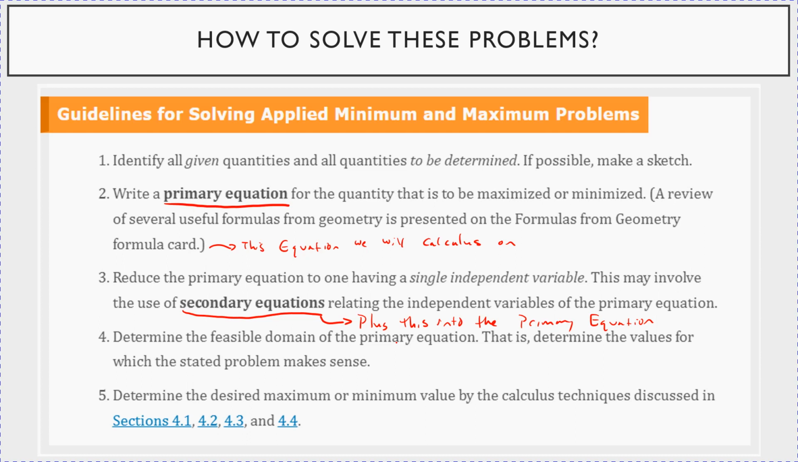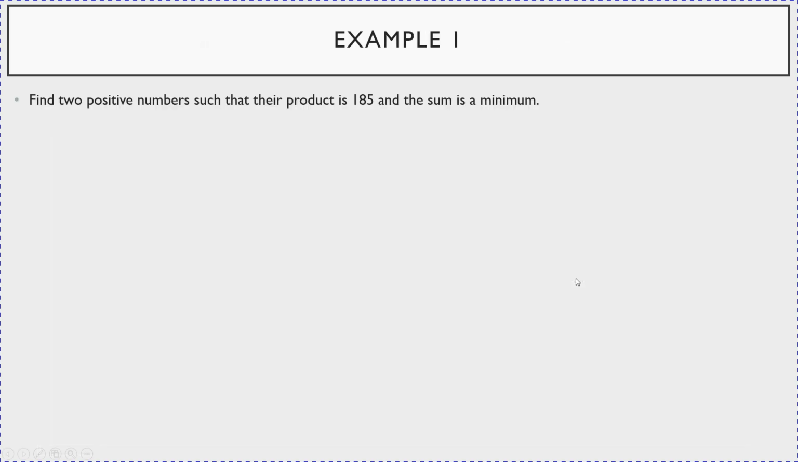Okay, so I'll start with some easy ones and build to some harder ones. So we'll start with this. Find 2 positive numbers such that their product, when you multiply them, is 185, but when you sum them, you get a minimum.